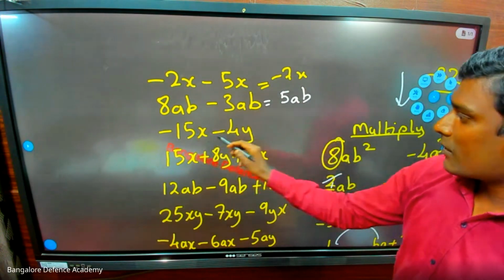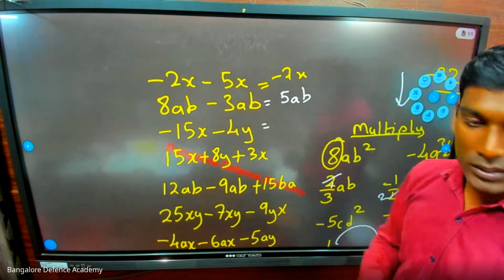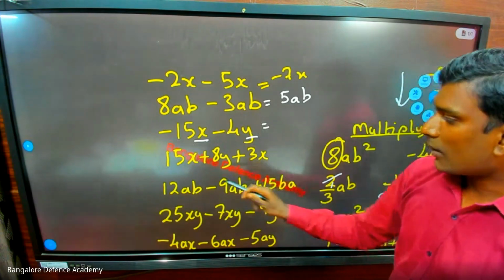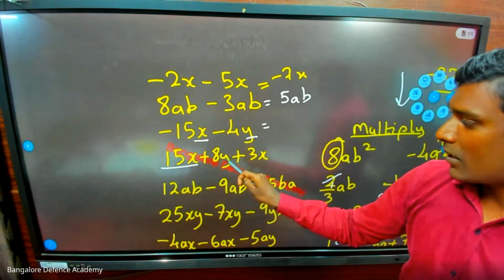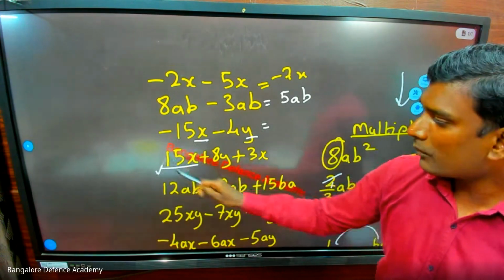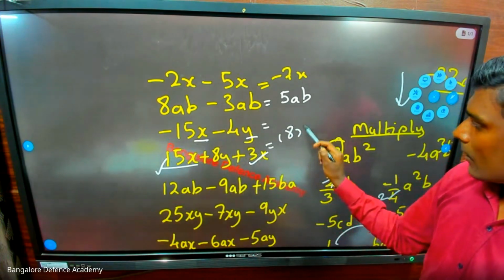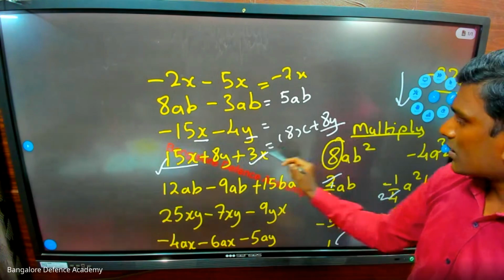Okay, 8ab minus 3ab. 5ab. Minus 15x minus 4y. Can you solve this? Why you cannot do? Because the variables are different. Okay, now look at this. 15x, 8y I cannot do. But I can do 15x and 3x. 18x plus 8y. Is this correct?